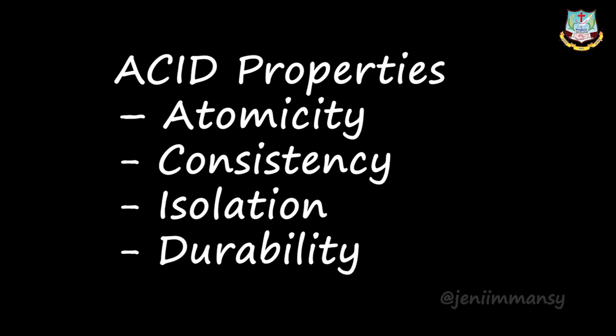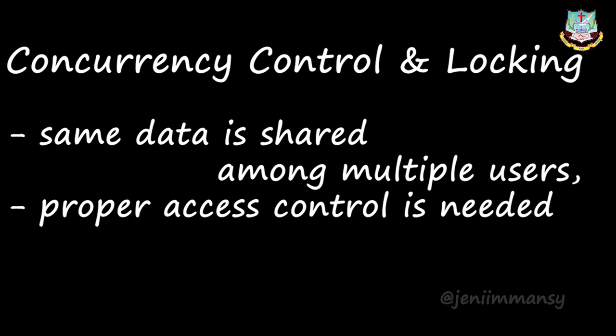Then next one is concurrency control and locking. It is a database management system technique which is used for sharing the data. When the same data is shared by many users, proper access control is needed. So what we will do is the application data items will be arranged in priority order. Which came first will be sent first, then the next one. So we'll have an order controlled by locking. That is concurrency control and locking.